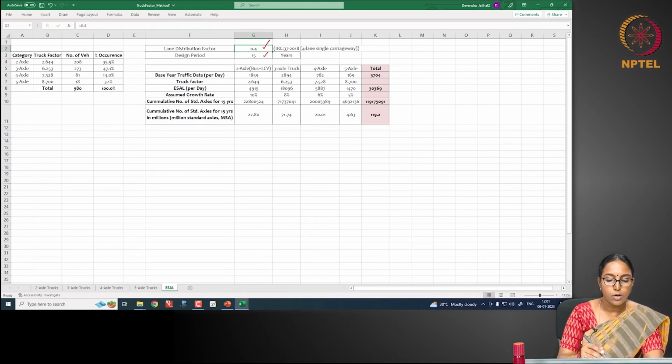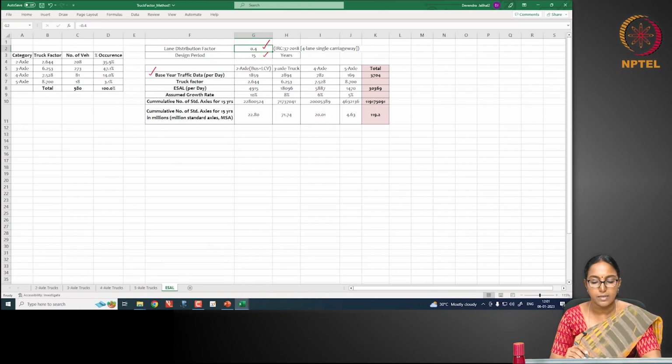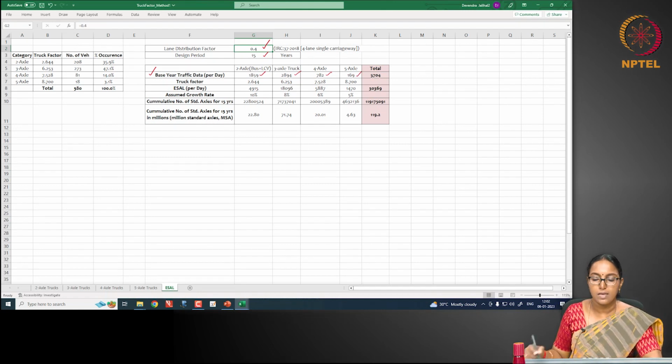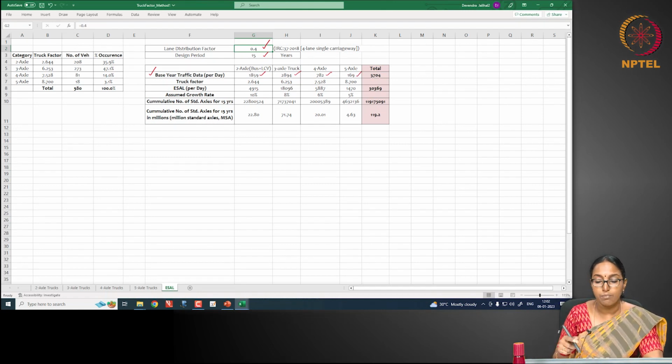Years. Okay. Now the base year traffic data, the annual average daily traffic, is computed for all the 4 classes of vehicles. Say the 2-axle vehicles, or the buses or LCVs, come under that, which has a per day number of 1859, and the 3-axle trucks have like 2894, the 4-axle vehicles have 782 in the base year traffic data, and 169 is the last category of vehicles. This is the base year data.